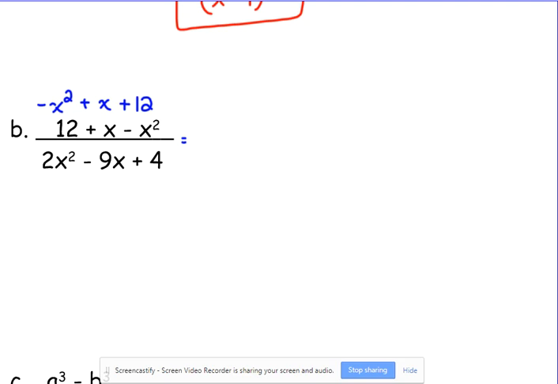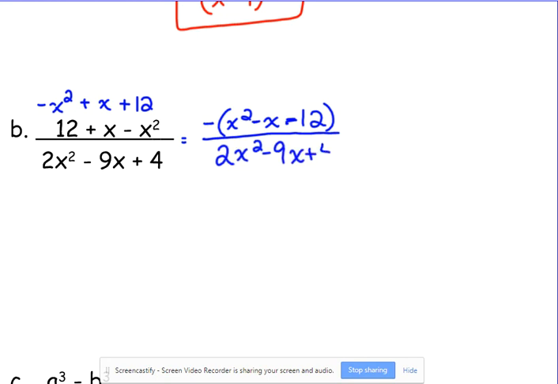First things first, we don't like negative leading coefficients, so we're going to factor out a negative from that numerator. It changes all of our signs in the numerator only. And I'm going to have to write another line anyway, so I'm just not going to factor the denominator yet.